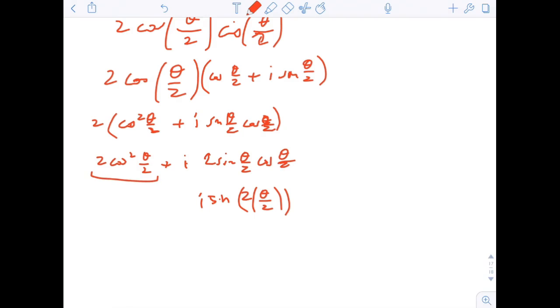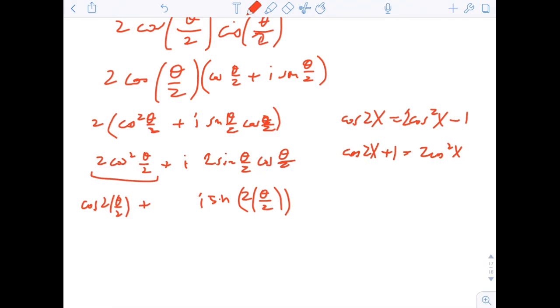What about 2 cosine squared something? Doesn't that remind you of something too? Remember that cosine 2x is equal to 2 cosine squared x minus 1, right? So isn't 2 cosine squared x equal to cosine 2x plus 1? So let's rewrite this as cosine 2 times theta divided by 2, plus 1.